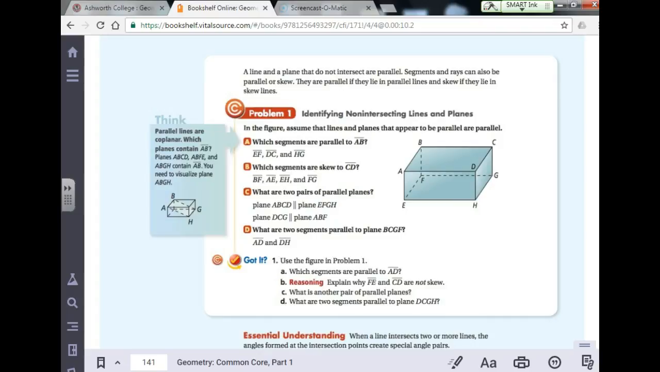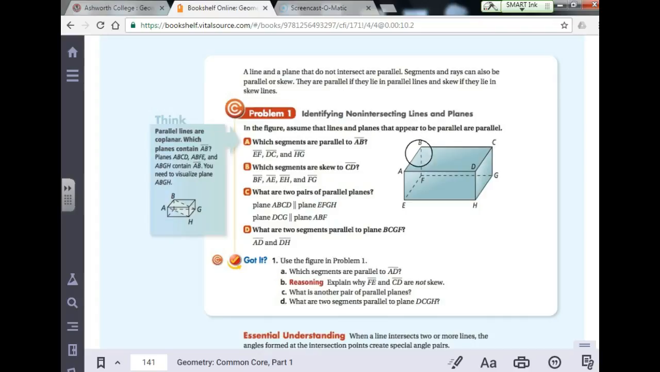The B part comes along and says, which segments are skewed to CD? Now, the word skew here means that the lines do not cross, but they are not parallel either. They're not going in the same direction, even though they're not going to cross that particular line. So CD is right here. So I need lines that are not going to cross CD, but that are not parallel. The parallel ones would be AB, EF, and HG again, because that's just another edge of the box. So we don't want those. We want ones that are going in different directions, but are still not going to cross this line right here.